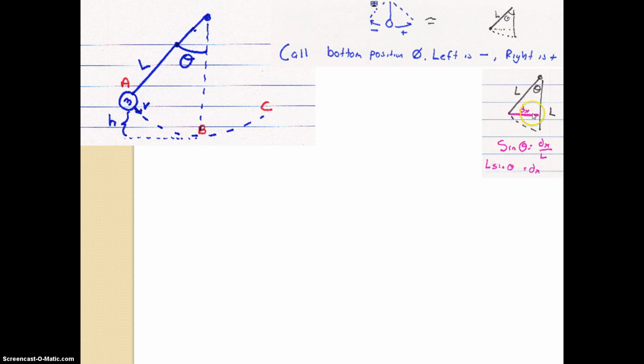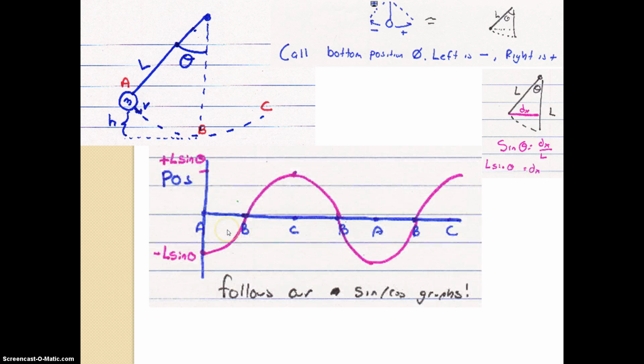So I'm going to say that the max distance is L sine theta. And you can see that in my example from over here. So for position, it can go max L sine theta backward and forward. If you're starting at point A, it is backward L sine theta. At point B, the position is 0. At C, it's positive L sine theta. So you can see how it does this sine or cosine graph, depending on how you look at it, that oscillates every period.